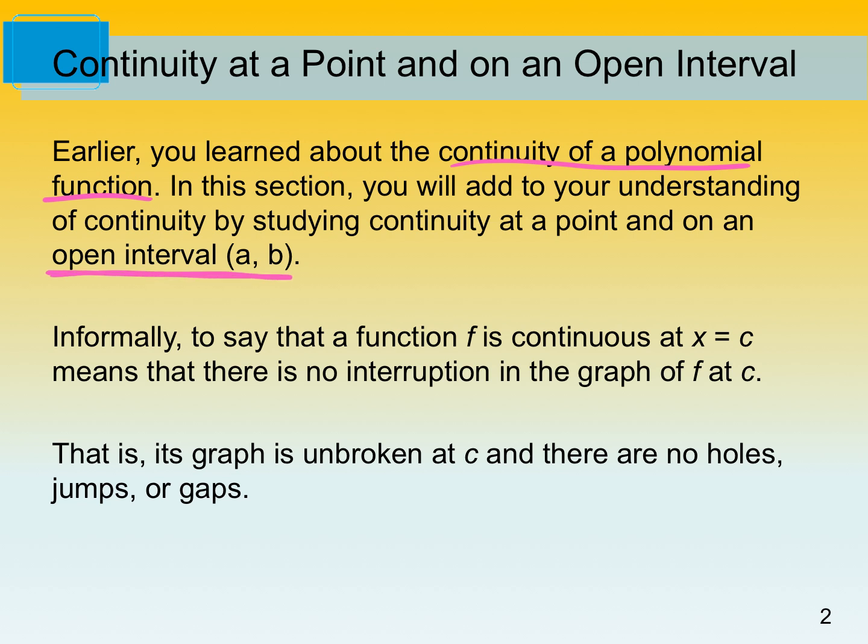So open interval is going to have parentheses. We'll also get to continuity on a closed interval at the end of this section, but right now we're just focusing on the open interval. So you can say that a function f is continuous at x equals c. It means that there are no interruptions in the graph of f at c. That is, the graph is unbroken, there are no holes, no jumps or gaps.